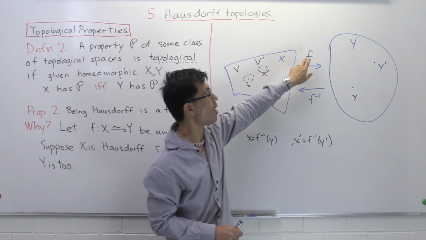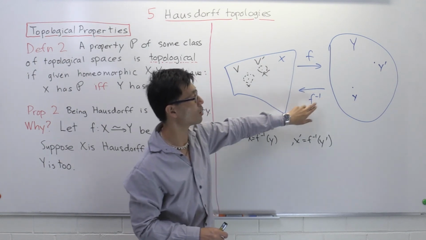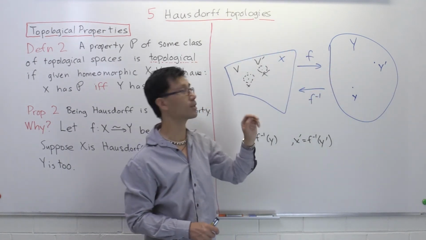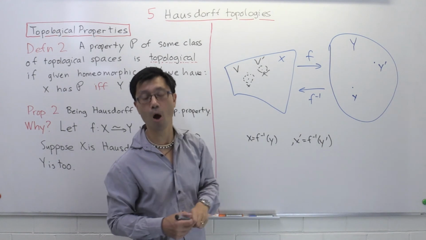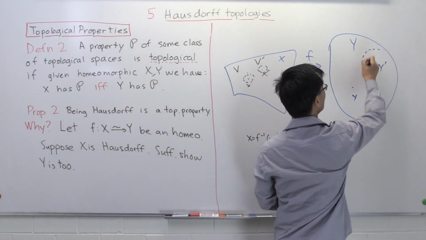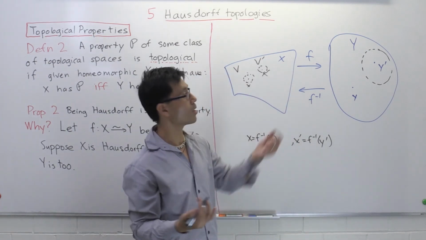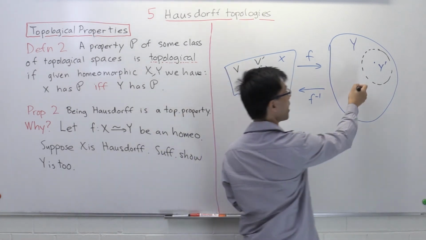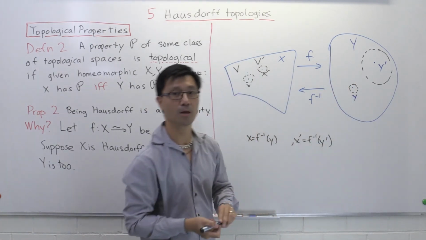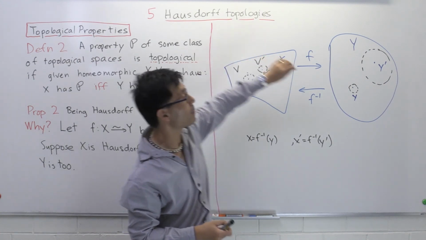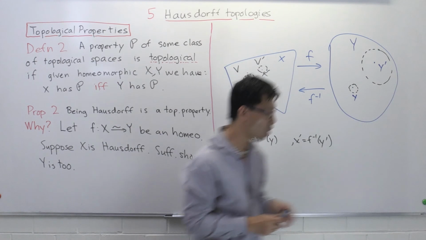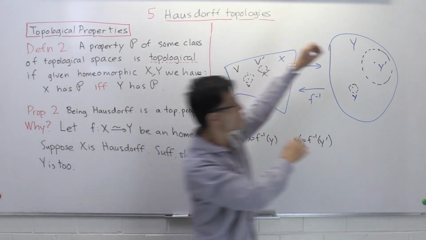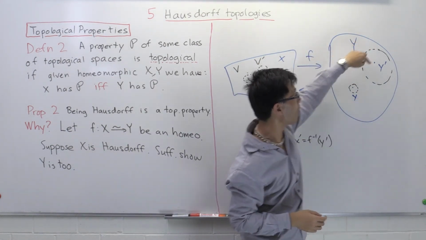Remember, f inverse is continuous. That means f, its inverse image, maps opens to opens. So you can look at the image of V prime, and that will give you some open neighborhood of Y prime. It might be a lot bigger, but it is an open neighborhood. You can look at the image of V, and that will be some open neighborhood of Y. The fact that these two are disjoint here means that they are disjoint over here. So this separating pair of open neighborhoods gets mapped over by f to a separating pair of open neighborhoods for the points Y prime and Y.